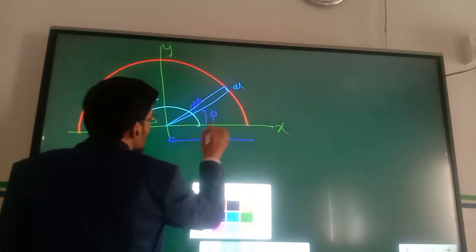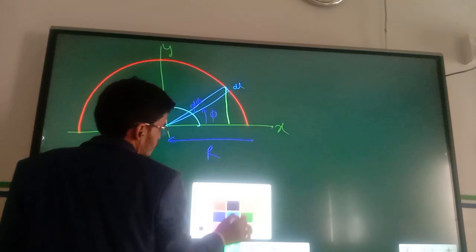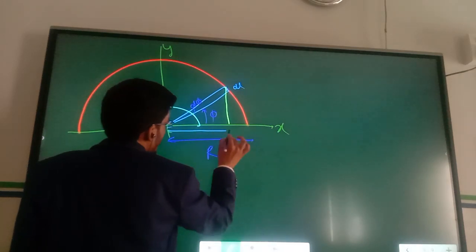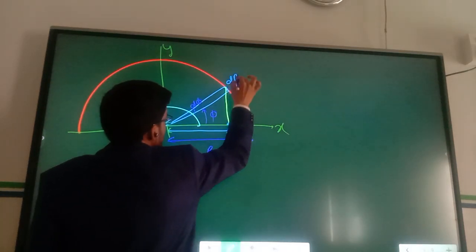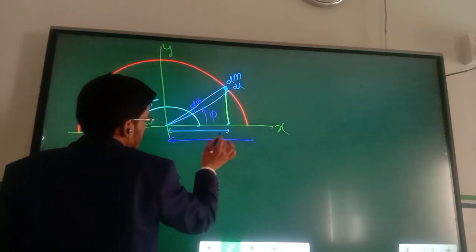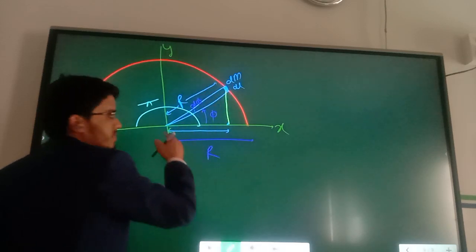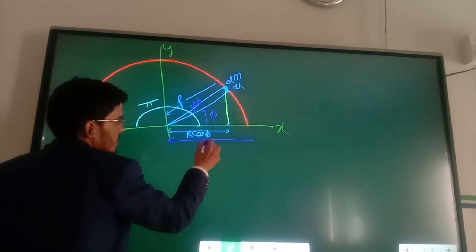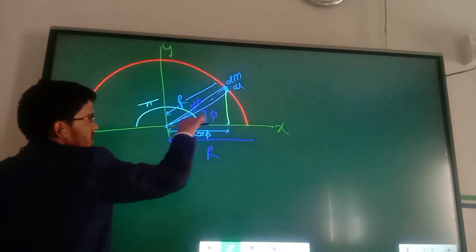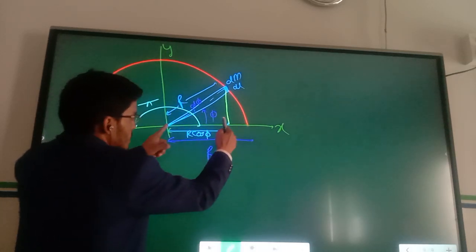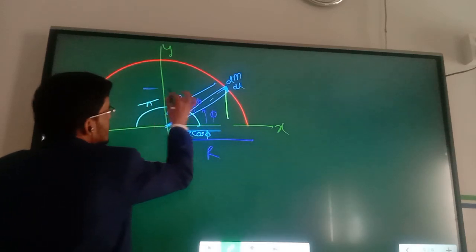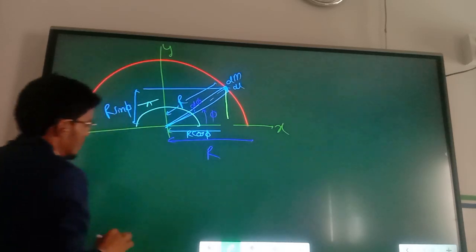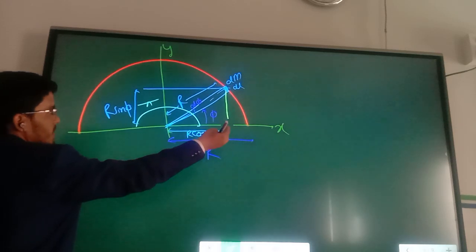Now this is the x position of this element. Suppose the mass of this small element is dm. Okay, so this is the x position, this is r. Okay, this is r. So what is the value of this component? This is r cos phi. Okay, so this is the cos component, this length is r cos phi and this length is r sin phi.